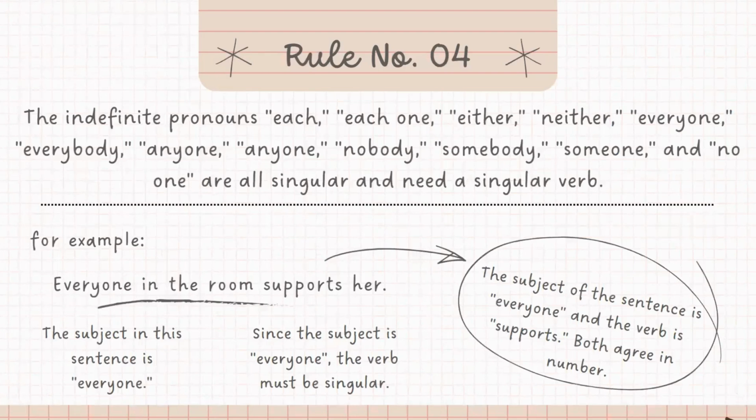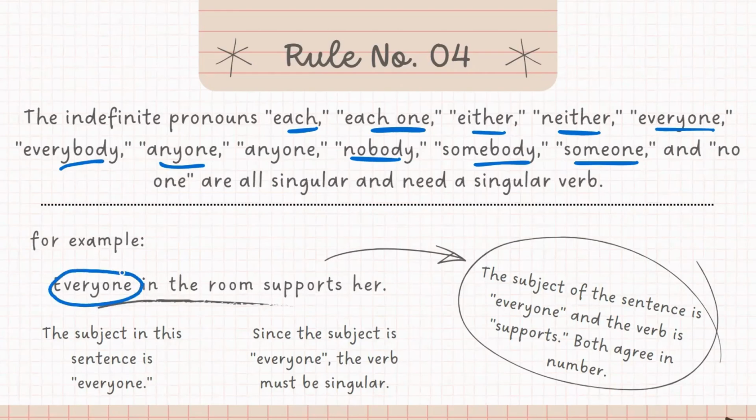The indefinite pronouns each one, either, neither, everyone, everybody, anyone, nobody, somebody, someone, and no one are all singular and they all need a singular verb. For example, everyone in the room supports her. So here, everyone is the subject, which is considered to be a singular subject, and I need a singular verb.